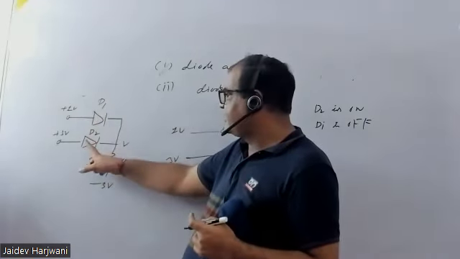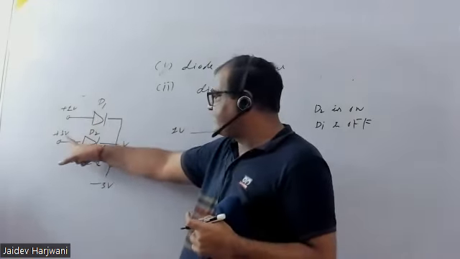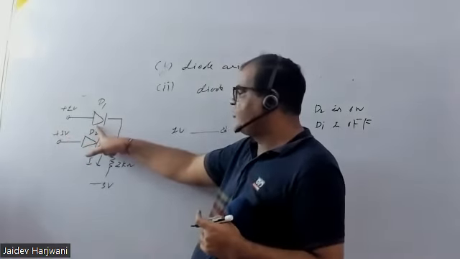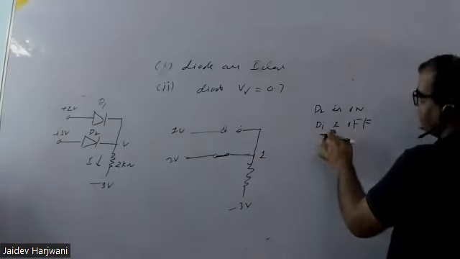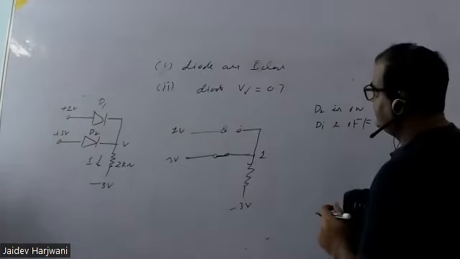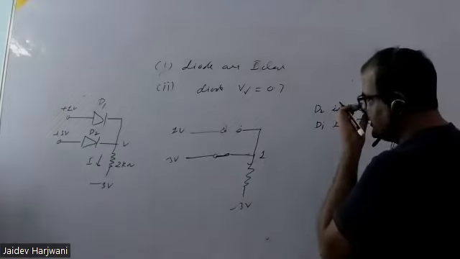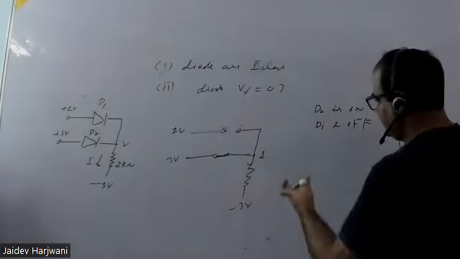Either this can be on or this can be on. Okay. So where there is higher voltage, that will become on, the other will be off. Okay. So here, what is there? Your D2 is on and D1 is off. Okay. In this case, now you can find the current flowing in the question.